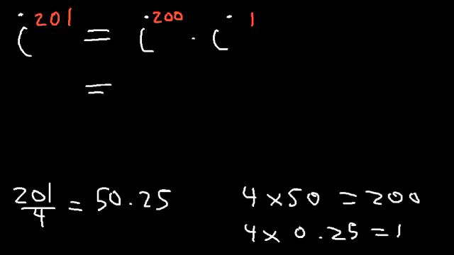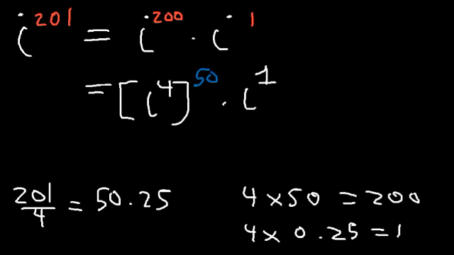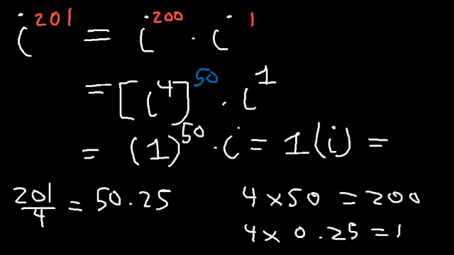Now 200 divided by 4 is 50. So you want to write it as i to the 4th raised to the 50th power times i to the 1st power. And i to the 4th is 1. And 1 raised to the 50th is simply 1. So it's 1 times i, which means the final answer is i.